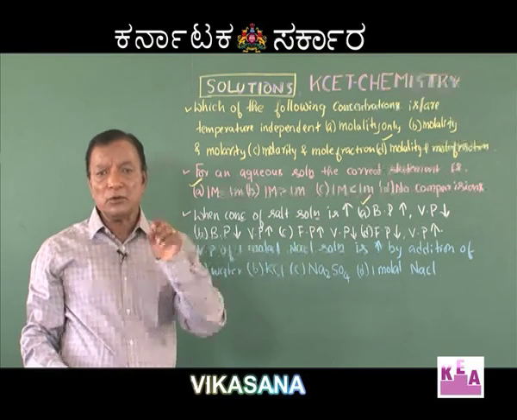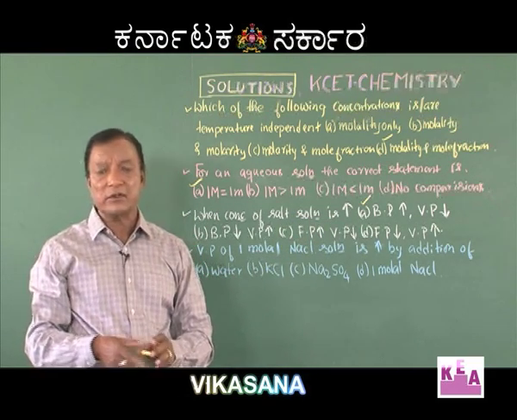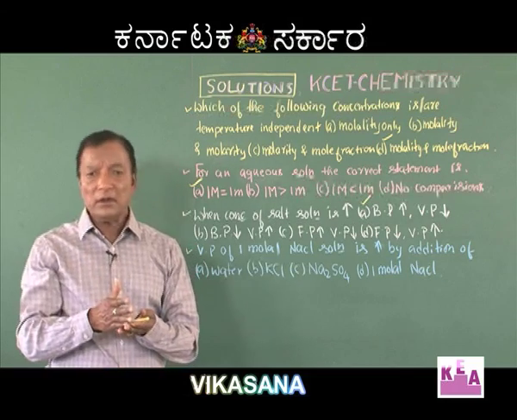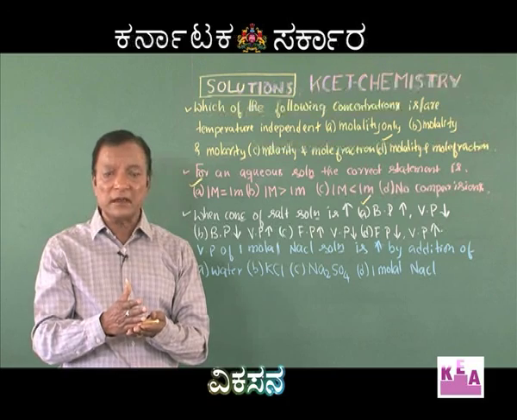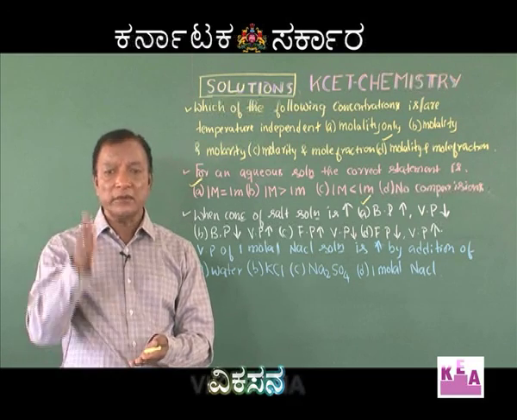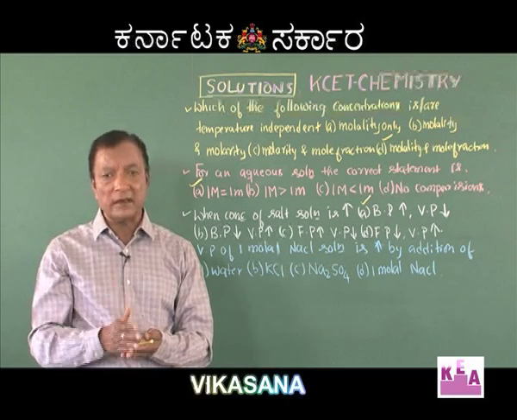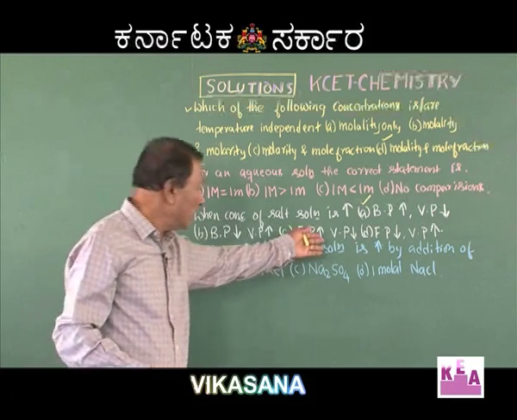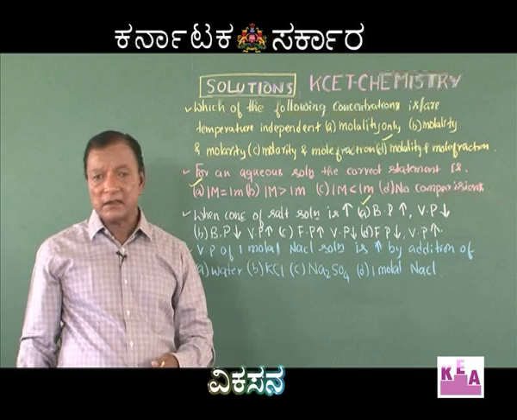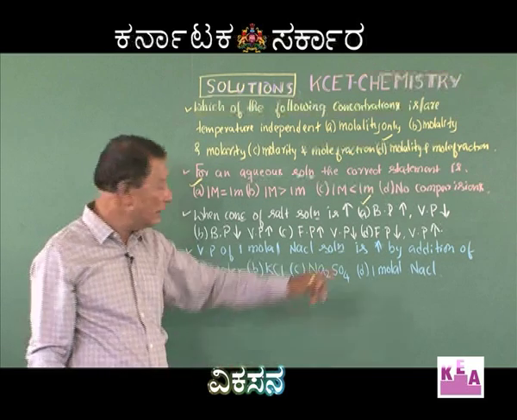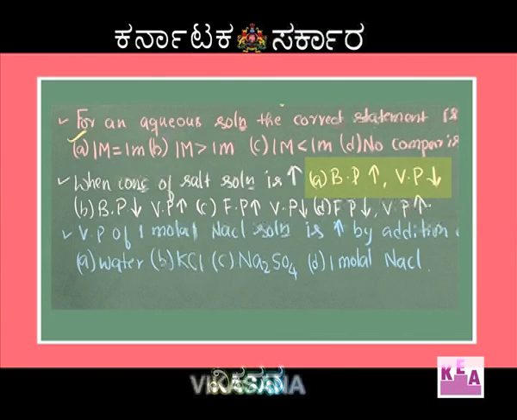And with respect to the freezing point, what happens? As the solute is added continuously, the freezing point will decrease and at the same time the vapor pressure also decreases. Therefore, options C and D don't carry such comparative values, hence we stick to option A.